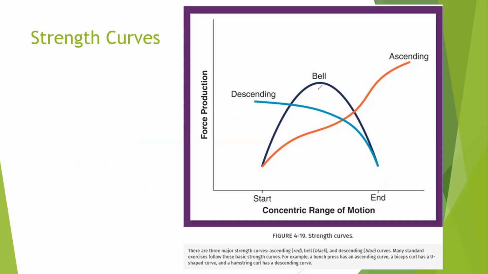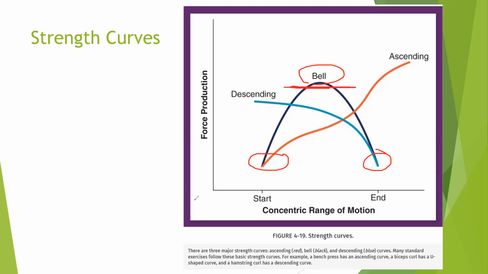Now, the last one we have here is a bell curve, or a bell strength curve. What this means is that we have minimal force to start, minimal force to end, but a lot of force in the middle. This is like a biceps curl. When I do a biceps curl, initially you start, and the more you move your arm or the more you flex your elbow, the more force you are generating up to about the middle point.